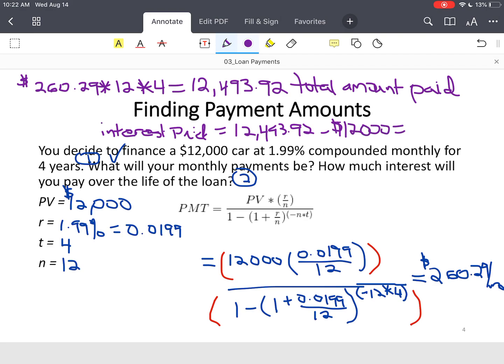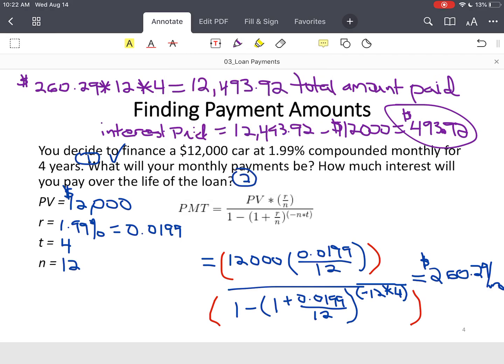And so this means interest paid for the life of that loan was $493.92. All right, so just make sure you read the question. So that's how much interest was paid. All right, not that bad because the interest rate is pretty low. So for cars, not real bad depending on the interest rate and depending on the length of the loan.